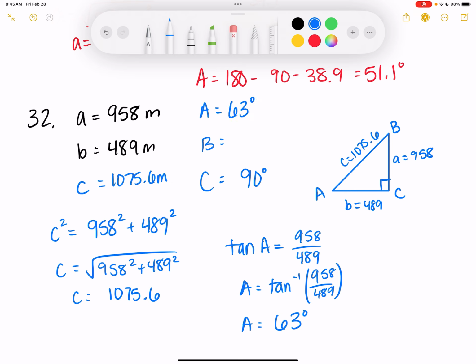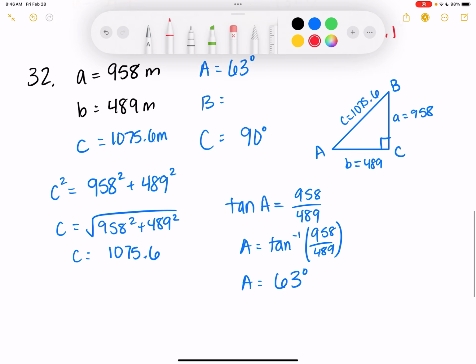And then angle B, we do 180 minus all of that, so 180 minus 90 minus 63 is 27 degrees. And I've solved another triangle.